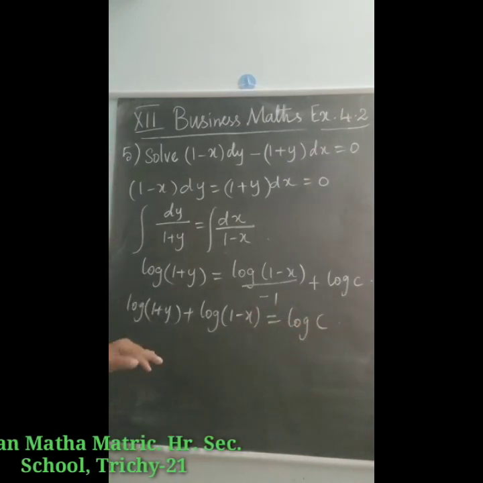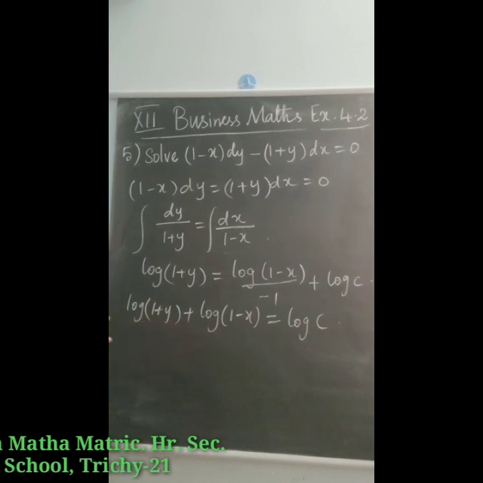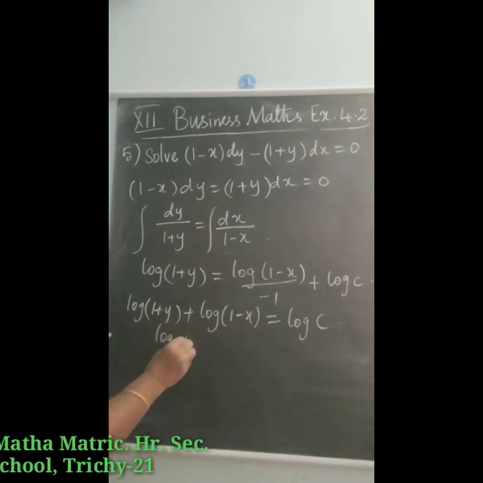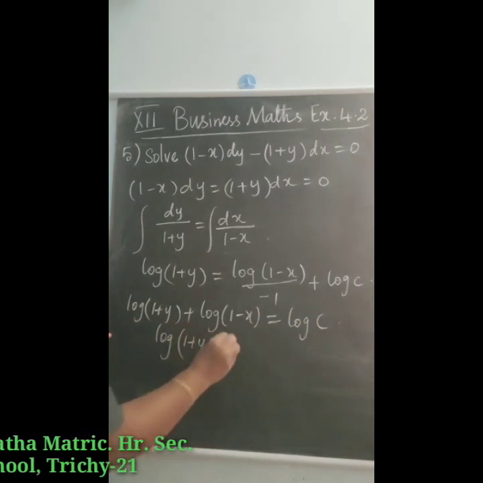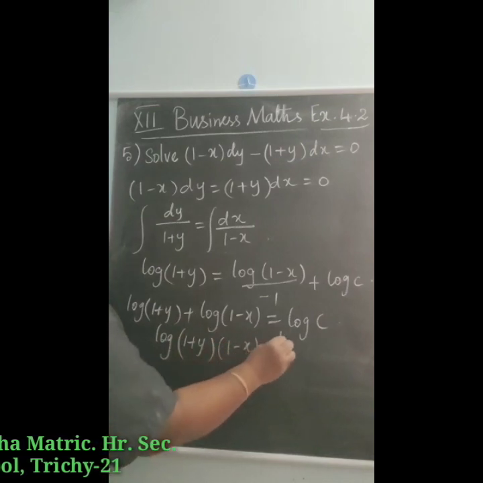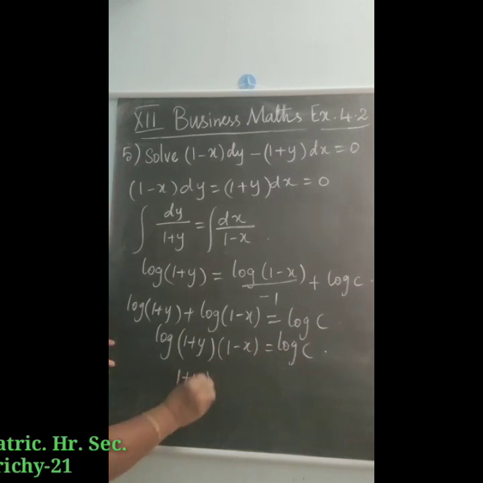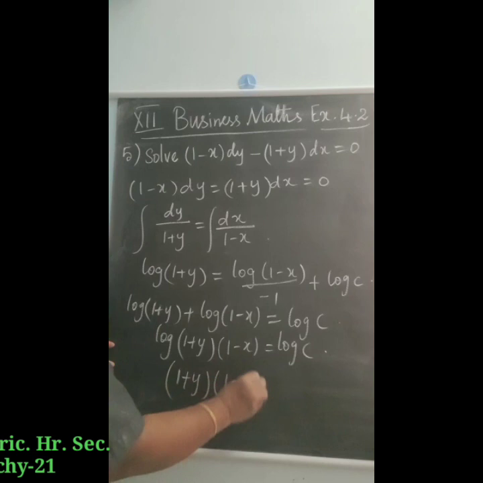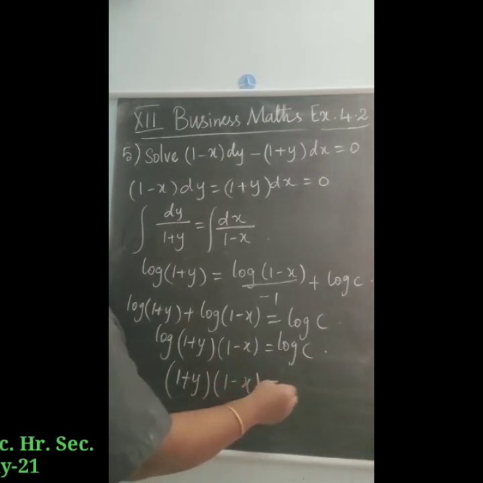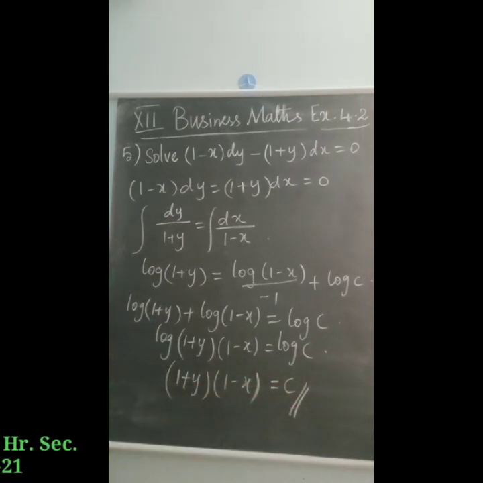Then we have to take the product. So log of (1 plus y) into (1 minus x) is equal to log c. If we remove the log, we will get (1 plus y) into (1 minus x) is equal to c. That is the answer. Can you understand, students?